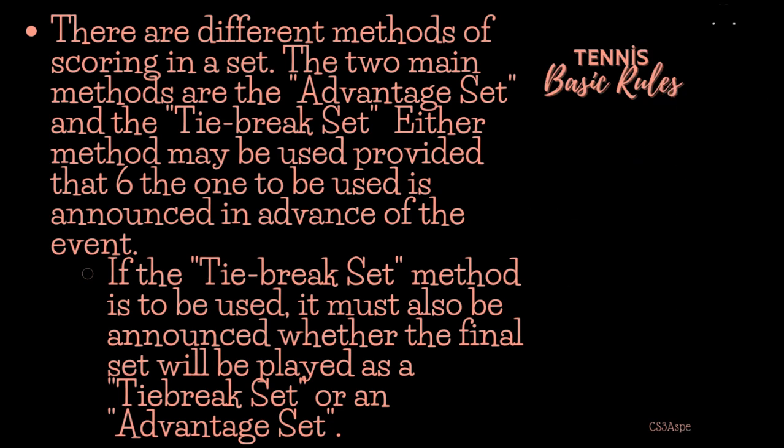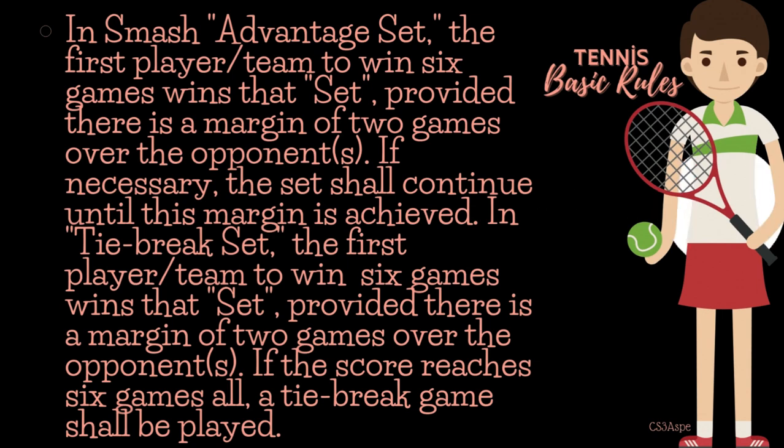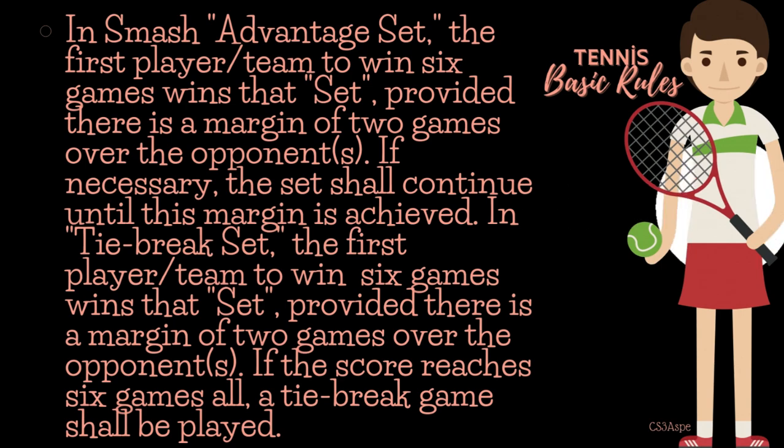In advantage set, the first player or team to win 6 games wins that set, provided there is a margin of 2 games over the opponents. If necessary, the set shall continue until this margin is achieved. In tie-break set, the first player or team to win 6 games wins that set, provided there is a margin of 2 games over the opponents. If the score reaches 6 games all, a tie-break game shall be played.